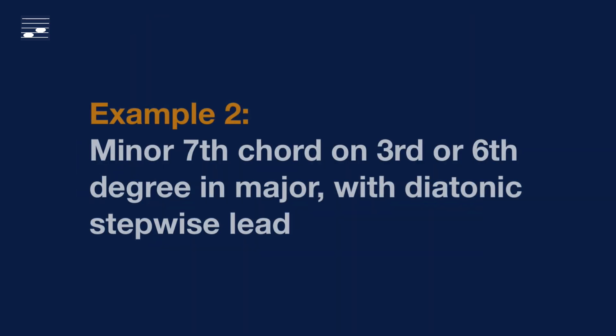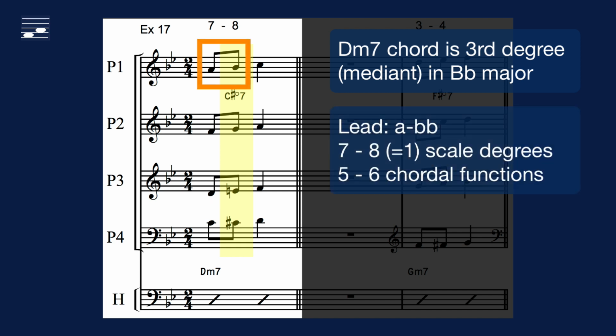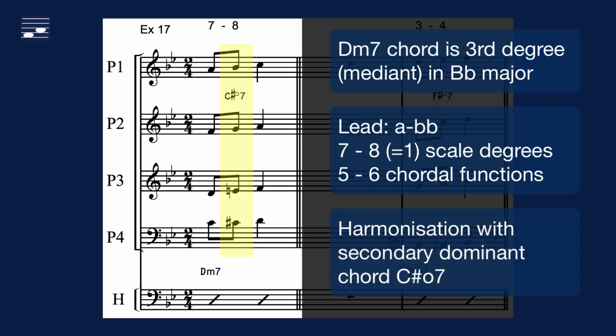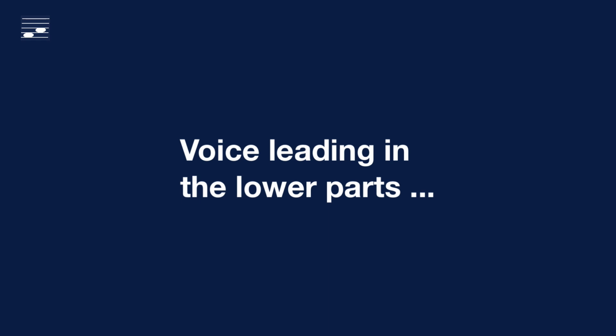In example 2 we see a minor 7th chord on the other 2 degrees of the diatonic major scale, that is the mediant, the 3rd degree, and the submediant, 6th degree. In the lead we find the chordal functions 5 and 6, which correspond to the degrees 7 and 1 in the B-flat major scale. The non-chordal note B-flat is harmonized with the secondary dominant chord C-sharp diminished 7, which leads to the following lower parts.